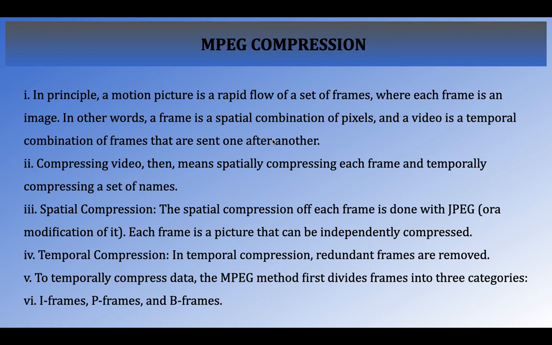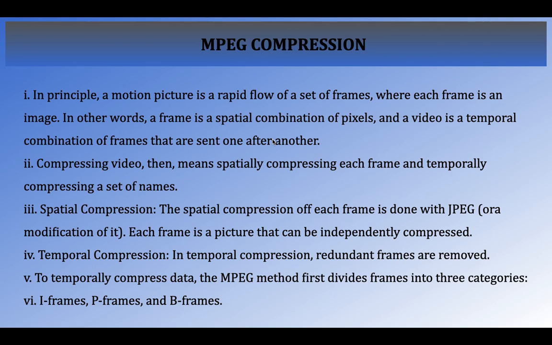So, coming to the spatial compression. This means the spatial compression of each frame is done with JPEG or a modification of it. Each frame is a picture that can be independently compressed. And next one is temporal compression. In this, redundant frames are removed.